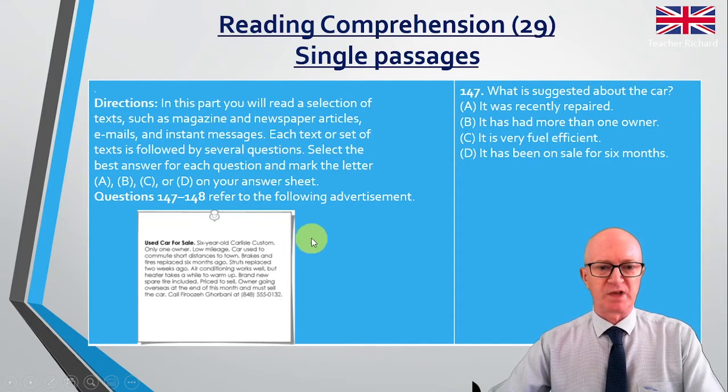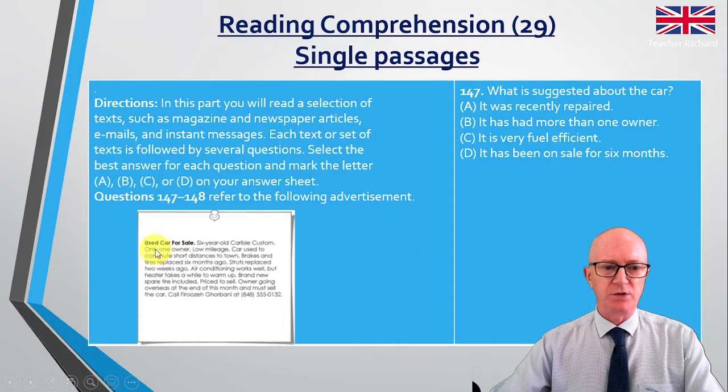Okay, so on this one there's actually two questions. I've just put up a sample question. So, okay, what do we have to do? We need to read the passage and then answer the question. Okay, so this says, used car for sale. 6-year-old Carlisle Custom, that's the make and model of the car. Only one owner, low mileage, car used to commute short distances to town. Brakes and tyres replaced 6 months ago. Struts replaced 2 weeks ago. Air conditioning works well, but heater takes a while to warm up. Brand new spare tyre included.